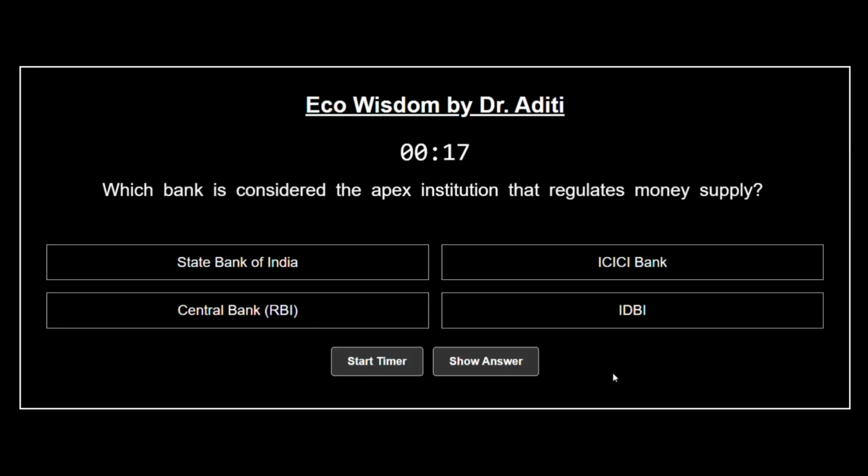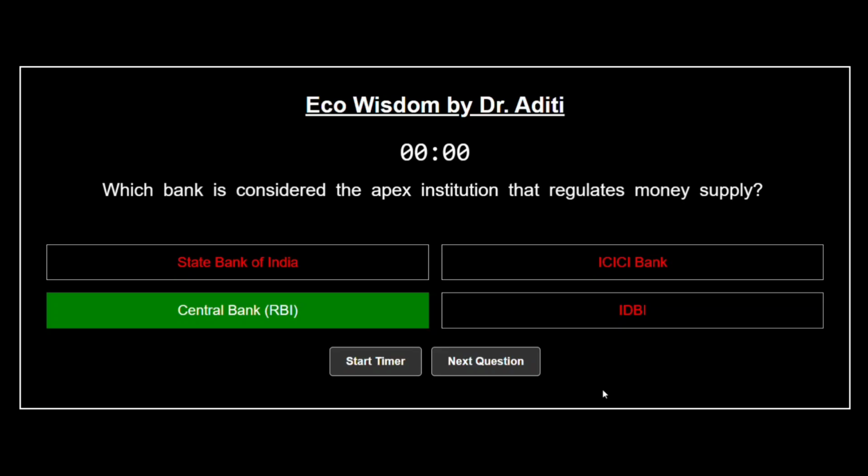Apex institution means it is the highest institution in the entire country. Last 5 seconds. Yes. And the correct answer is Central Bank, which is RBI, Reserve Bank of India. It is responsible for regulating the money supply in the economy. Basically, RBI manages monetary policy in the country, and there are various qualitative and quantitative measures to control the money supply in the economy. So the answer is RBI, which is the central bank apex institution in India.